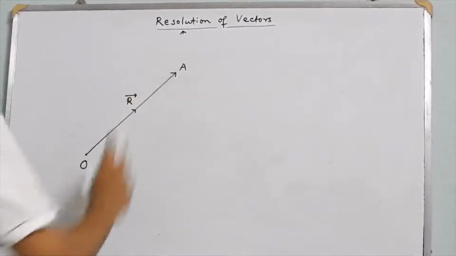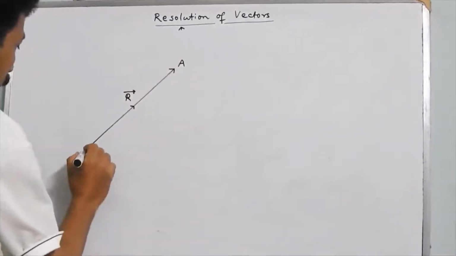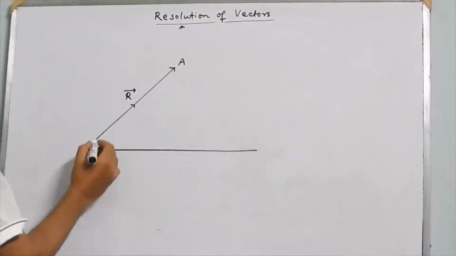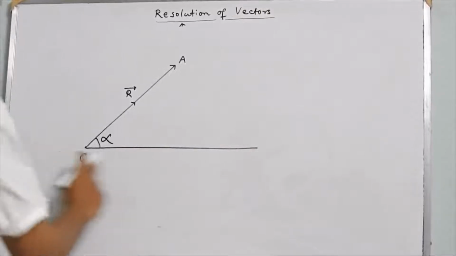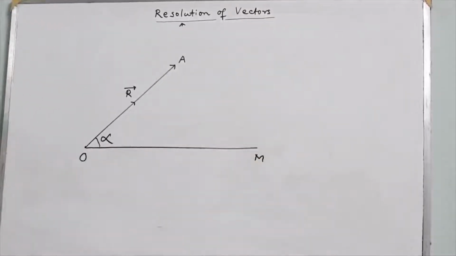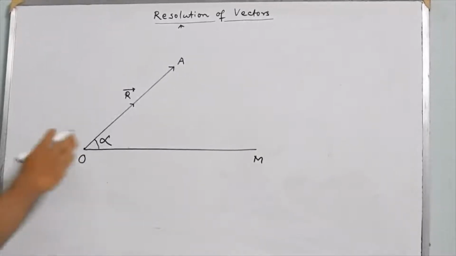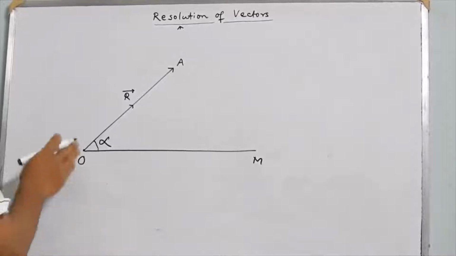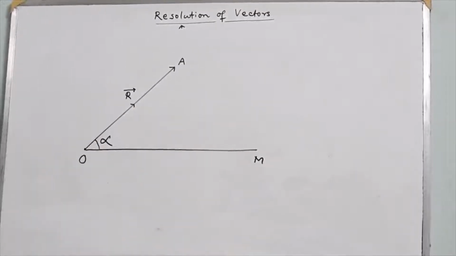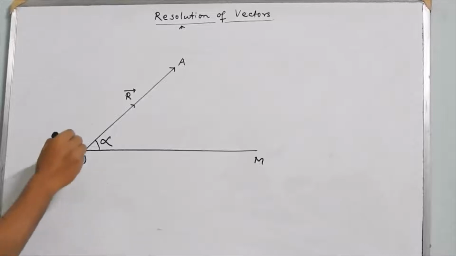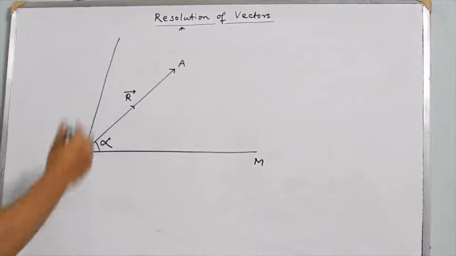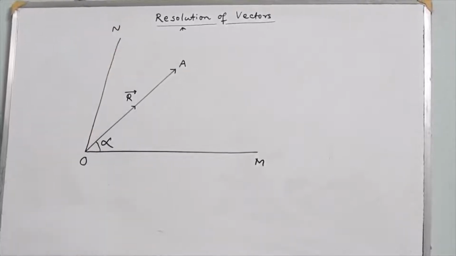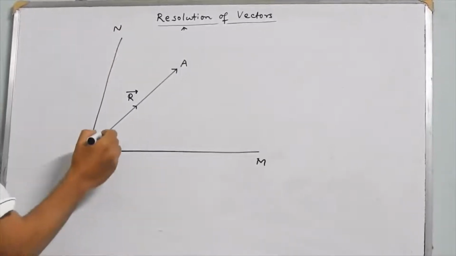Suppose the line segment OA makes an angle alpha with another line, suppose that line is called OM. That means the vector R is making an angle alpha with a predefined direction or a predefined line segment, that is OM. And suppose it makes an angle beta with another direction or another predefined line segment, suppose that is ON. And that angle is, suppose, beta.